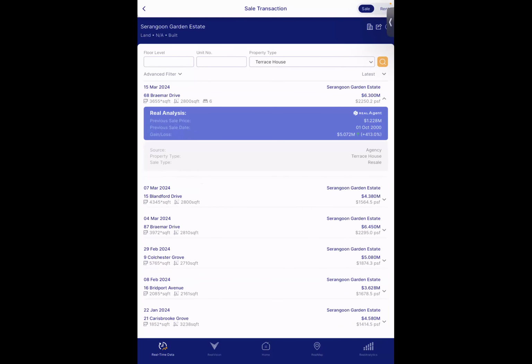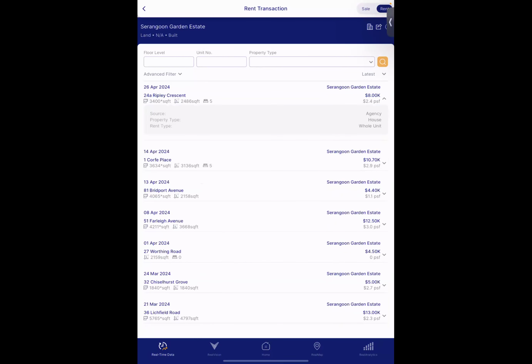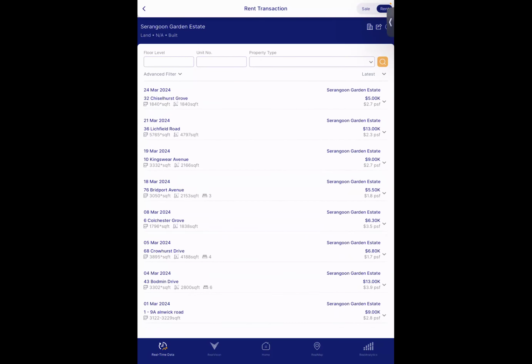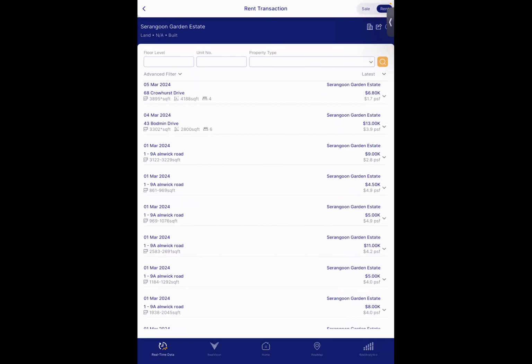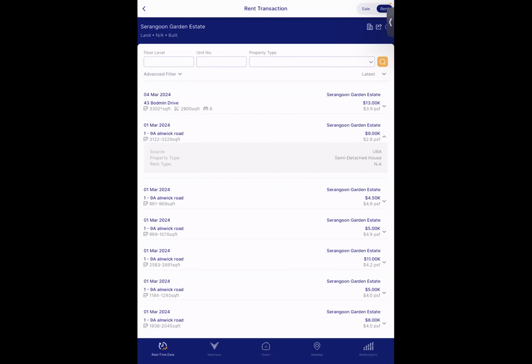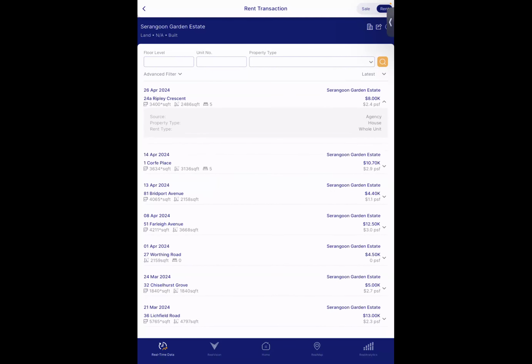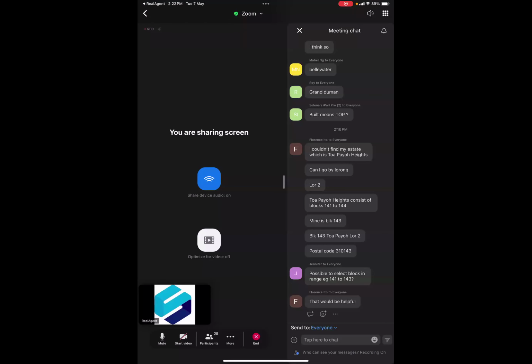Okay, we take a look at rent. For rent, if it's from URA, there is no exact unit number. For sale, there is. For rental, there is no exact unit number. So take for example, this rental is either block 1 to 9A, Elmwick Road for $9,000. So landed is super straightforward, just that you might want to choose property type, whether it's terrace, semi-D, or detached.